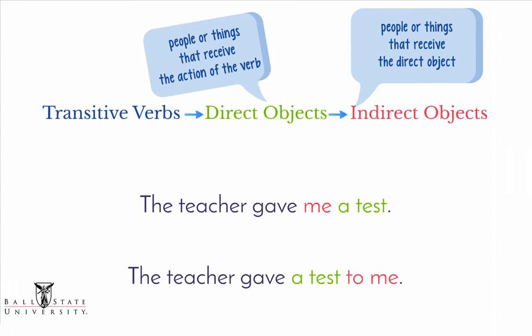The direct object, test, completes the meaning of the sentence. It tells us what was given. The indirect object, me, answers the question, to whom was the test given? In both sentences, the test is given to me.